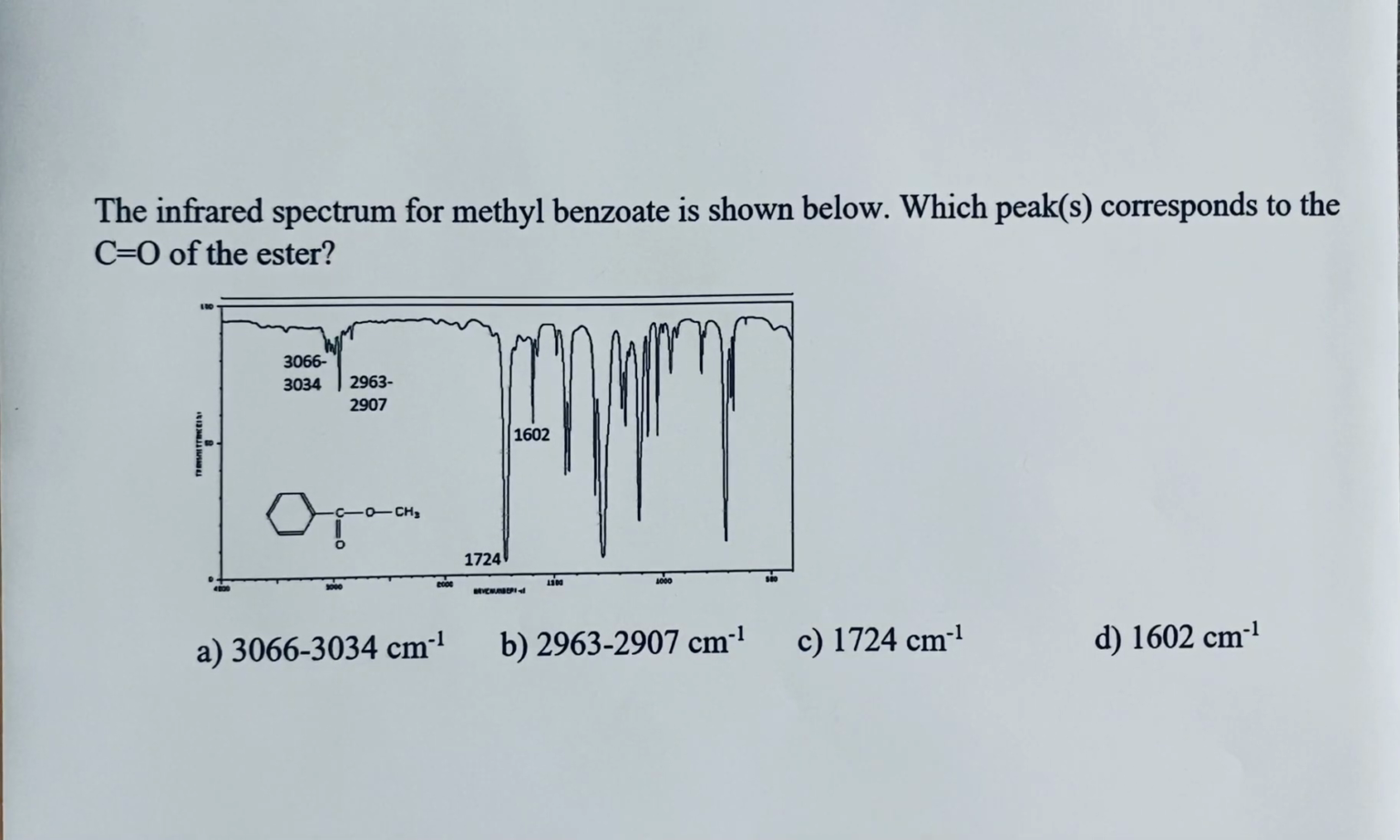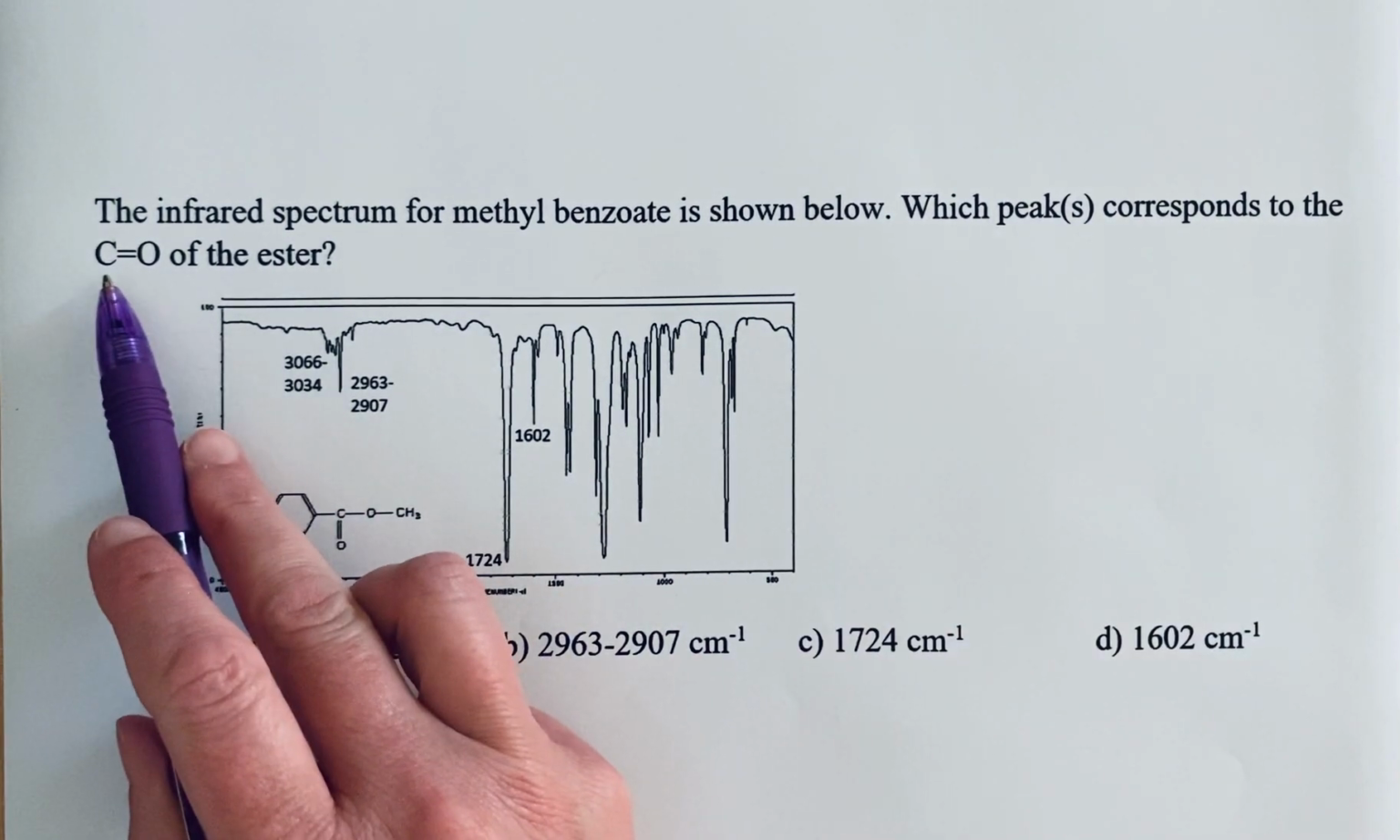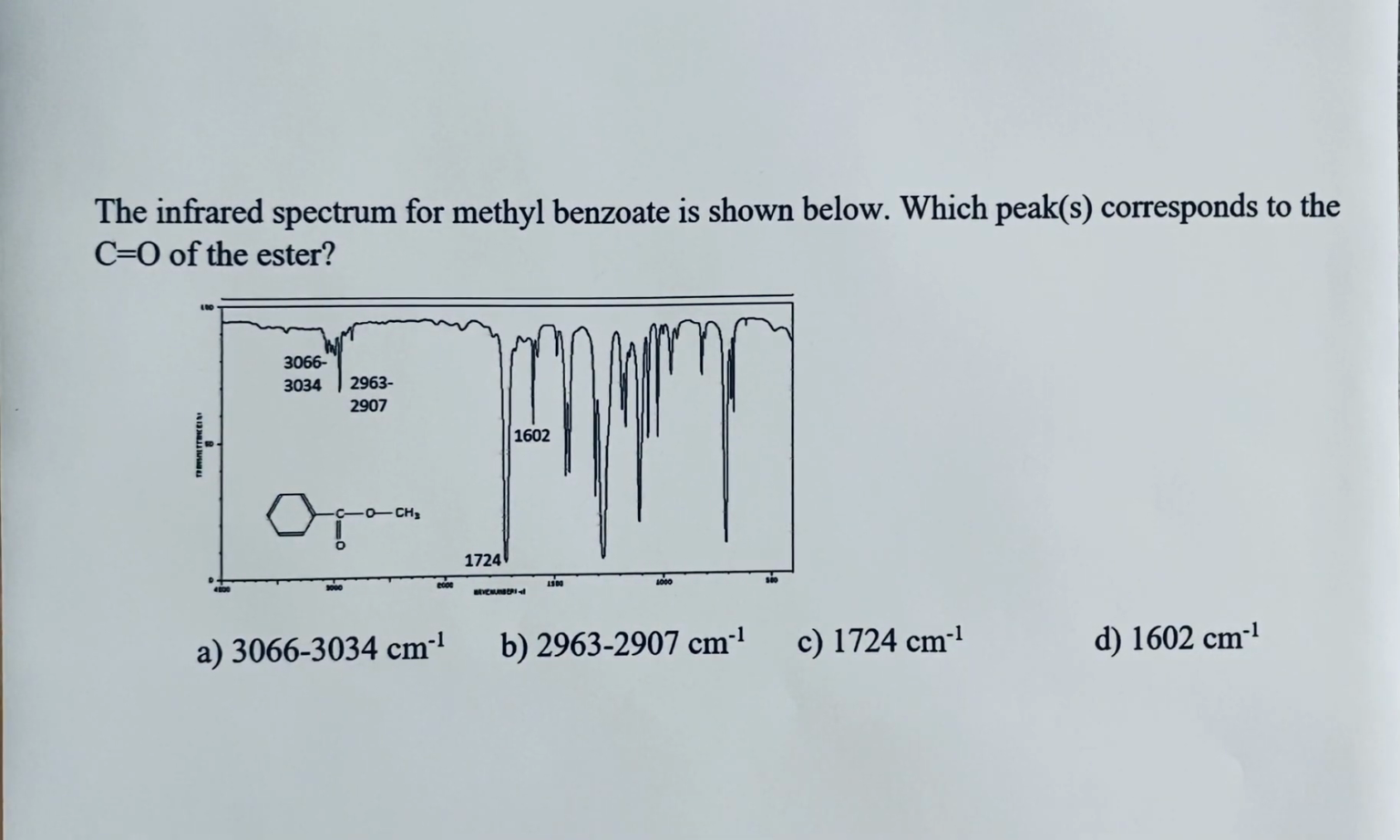The infrared spectrum for methylbenzoate is shown below. Which peak corresponds to the carbon-oxygen double bond of the ester?